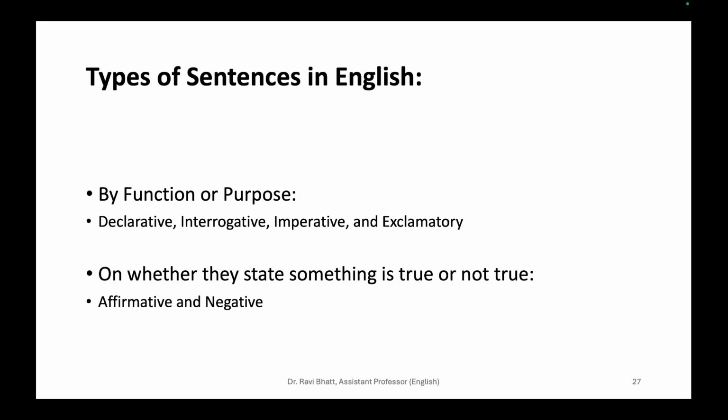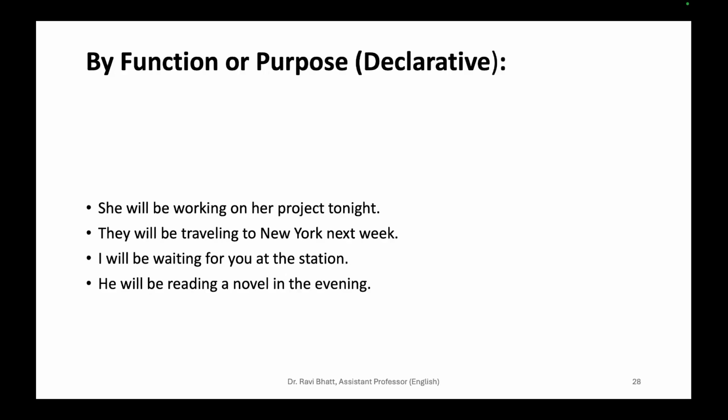Now, again, we know types of sentences. Okay, we'll try to fit this particular structure into various types of sentences that we have discussed. Now, declarative sentences like she will be working on her project tonight, or they will be traveling to New York next week. I will be waiting for you at the station, or he will be reading a novel in the evening.